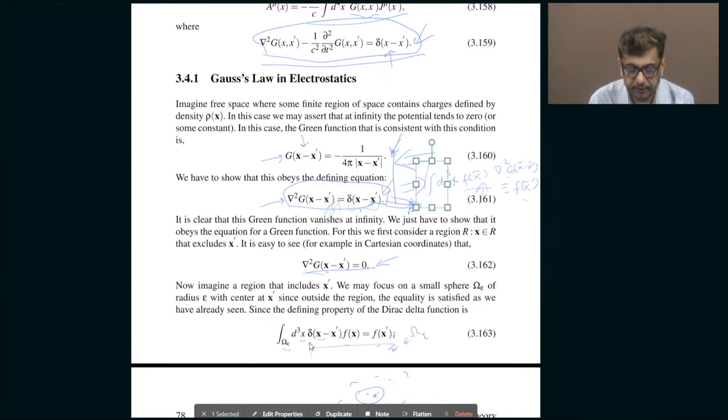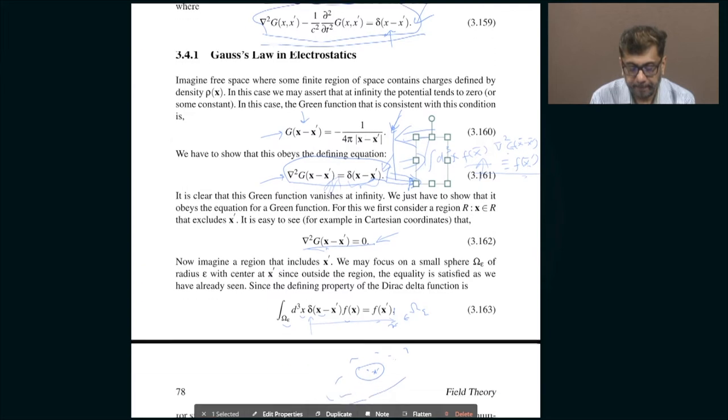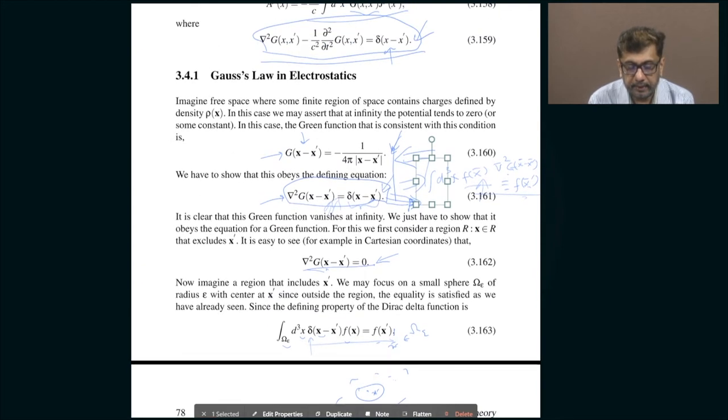Any object called delta which obeys this for any f is called the Dirac delta. So, we really should be proving this identity. To prove it, I told you that if you blindly take del squared g, you will get 0, but there is a hidden assumption that x dash is not equal to x. Here you are supposed to integrate over all space. So, imagine you have a coordinate system.